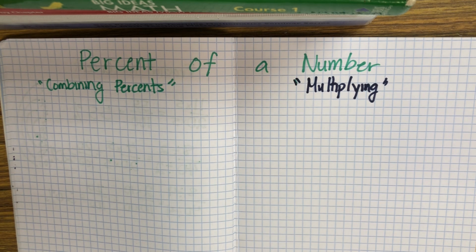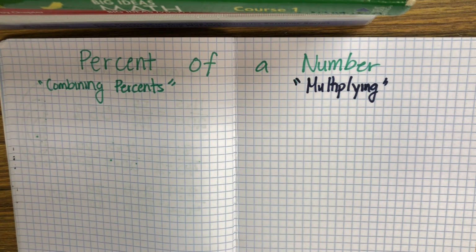So when I think about percent of a number, I kind of like to think about a pie graph. You've seen one of those before, right? I like eating pies. Yeah. So we're just trying to find the slice of the pie that's equivalent to whatever percent that it is.